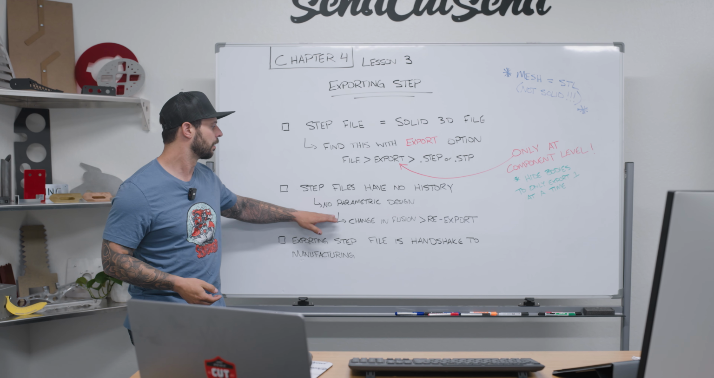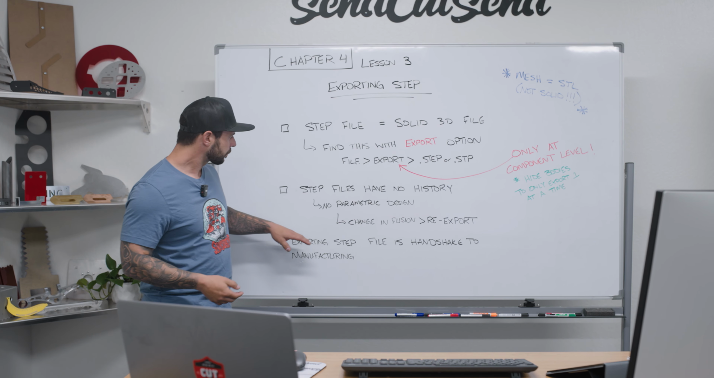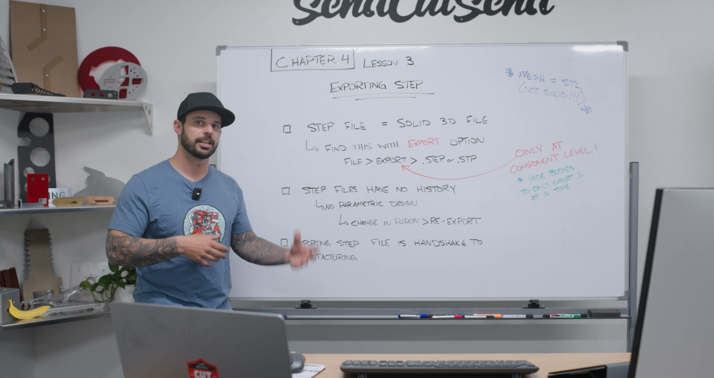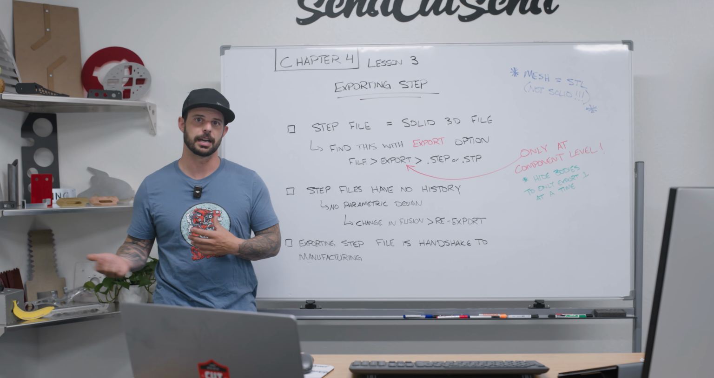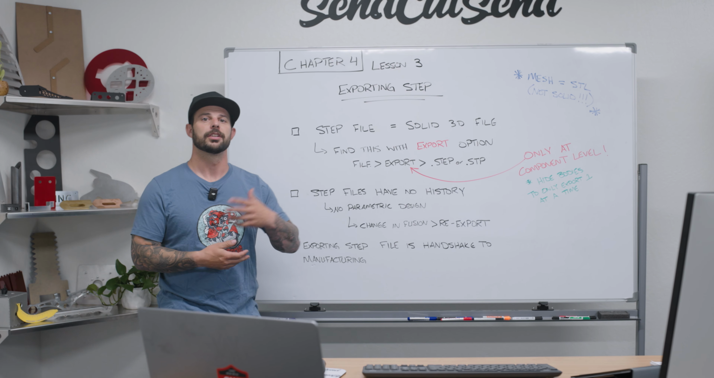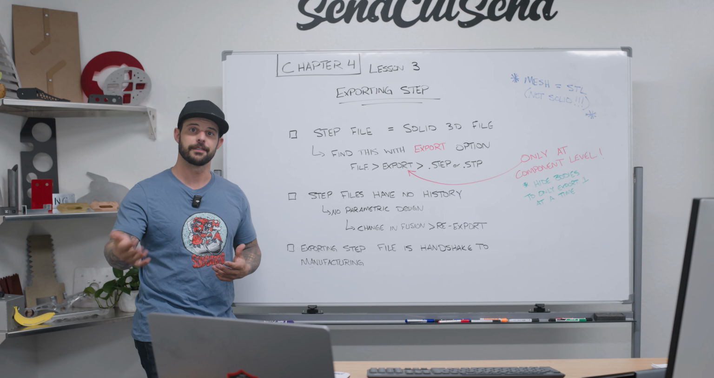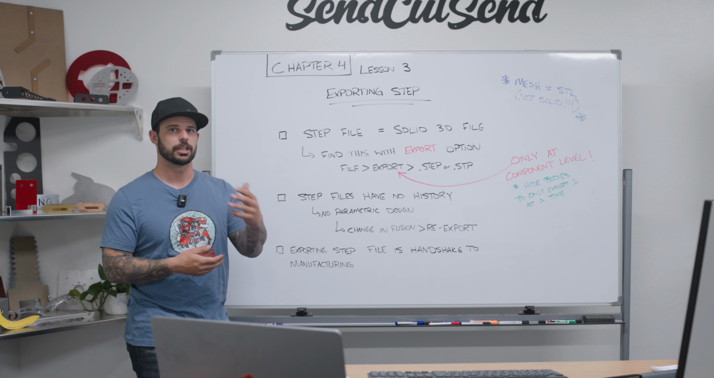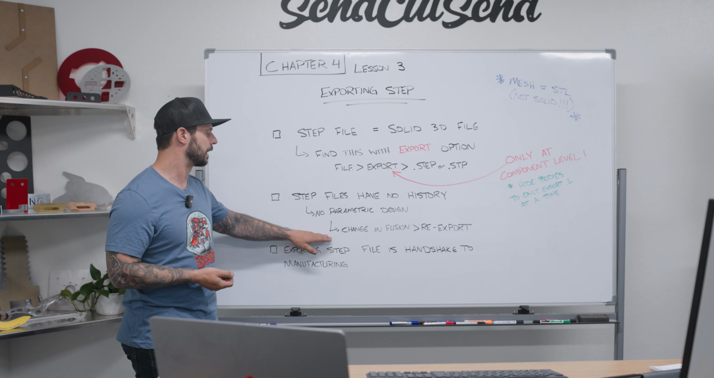Now, additionally, you can go into Fusion if you have access to that file. You can make your changes and then just re-export that step file. So say with SendCutSend, there's an issue with the part. They're not going to be able to fix that on the step file side. So you're going to have to go into Fusion, create those changes, re-export that to get them what they need.